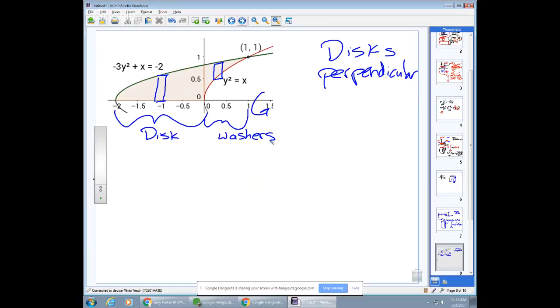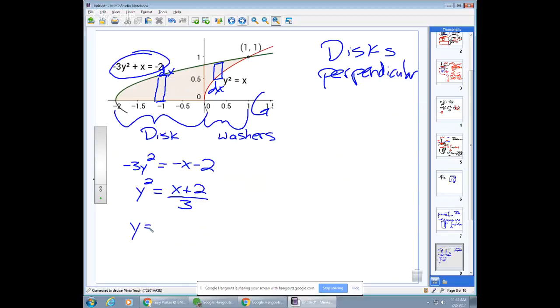Next thing I usually do is write down that this rectangle has a width of dx. So I have to have things as a function of x here. That means I have to solve this for y. So that will give me -3y squared equals -x minus 2. Divide by -3, and I get y squared equals (x plus 2) over 3. I clean up the signs, and then I can take the square root: y equals plus or minus the square root of (x plus 2) over 3. Okay, do I want the plus, the minus, or both? I just need the plus here, so I'm going to circle it and make a note. I just want the plus. All right.